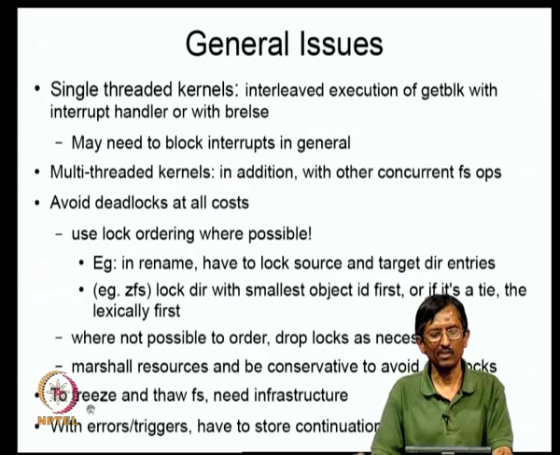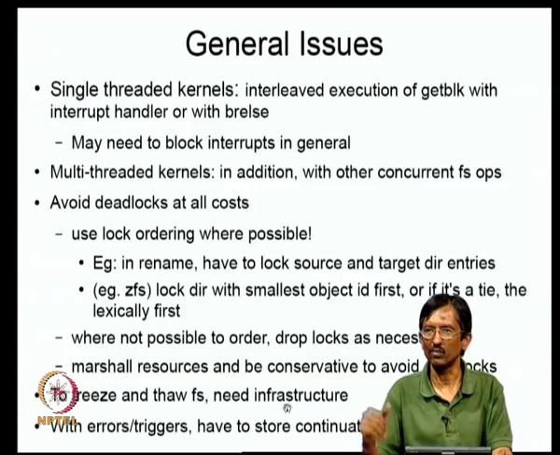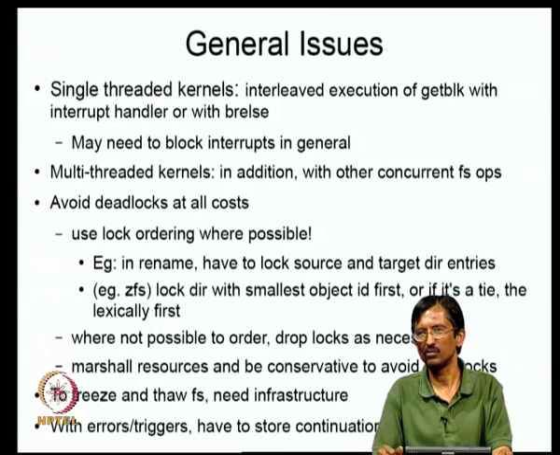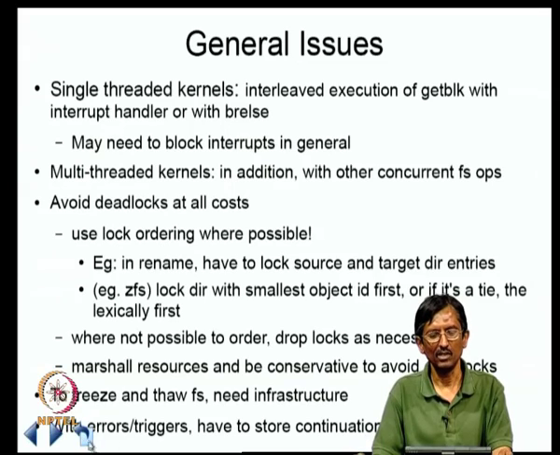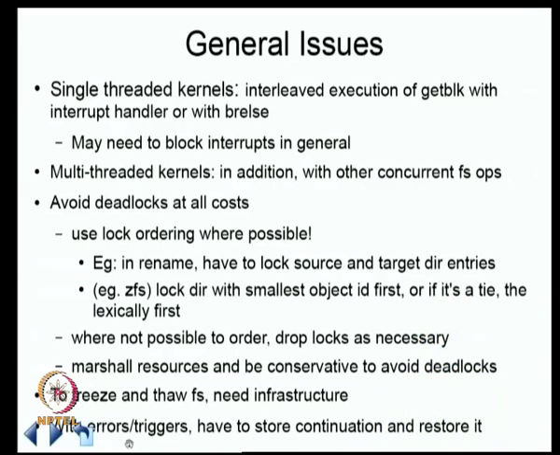As I mentioned earlier, to freeze and thaw file systems, you need some infrastructure to count how you came in, how you are going out. You need to keep that infrastructure. With errors and triggers, anytime there is an error in the kernel or in the file system code, you may have to find a way of coming back. You have to get back in some reasonable condition. So, you basically have to store a continuation. Every time you go to disk, there can be a failure. Anytime you go. So, this is something you have to worry about.